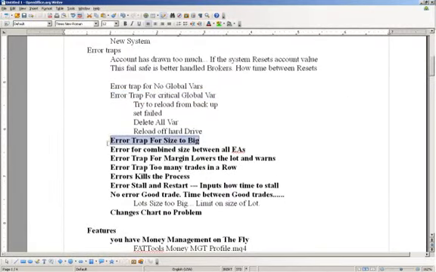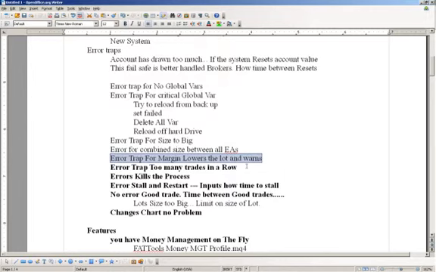Okay. There's an error trap for the size too big. You can set the maximum size. There's an error trap for combined size between all EAs. There's an error trap for margin. There's an error trap for too many trades in a row. There's an error trap that kills the processes.